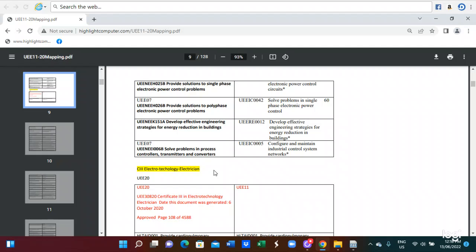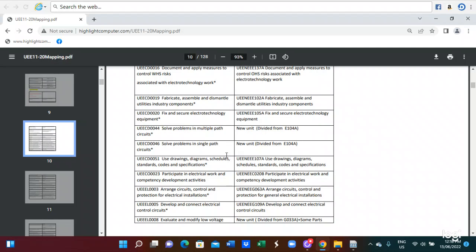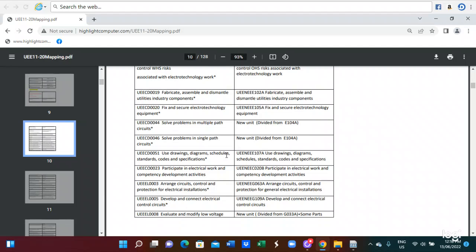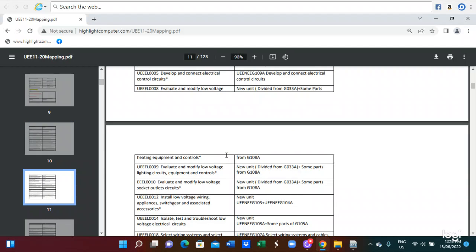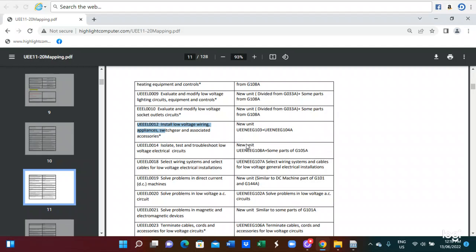Electrotechnology electrician. Last week we talked about the UEE and the G103. The G103 and G104 combination is equivalent to the UEEEL0012. So this is for the combination equivalent unit.